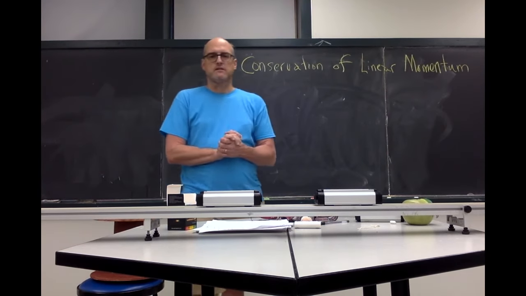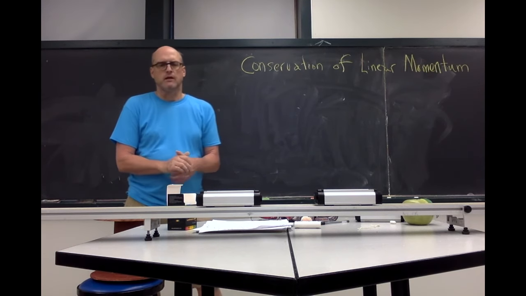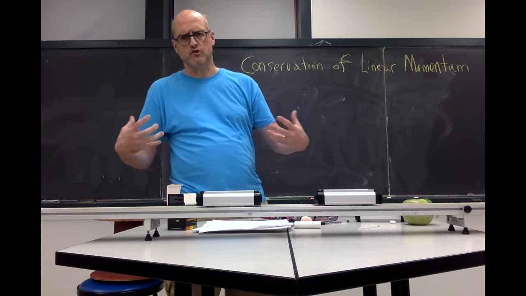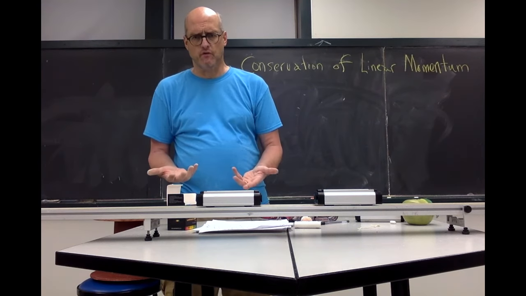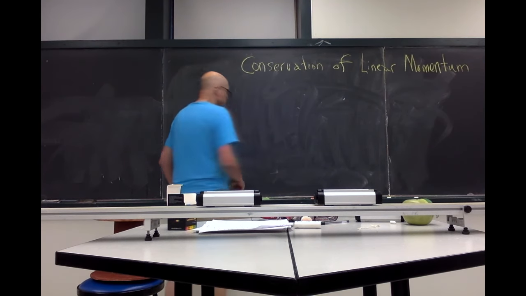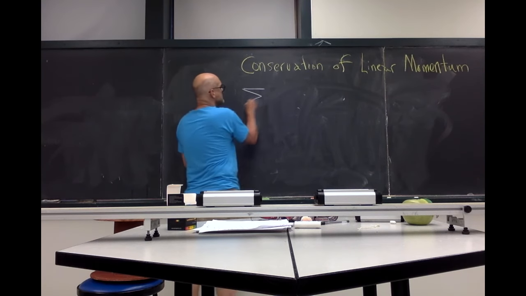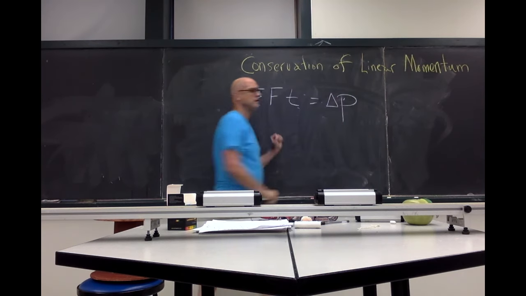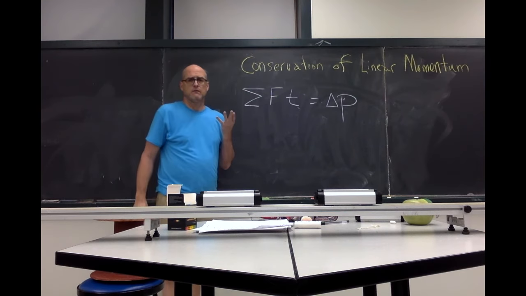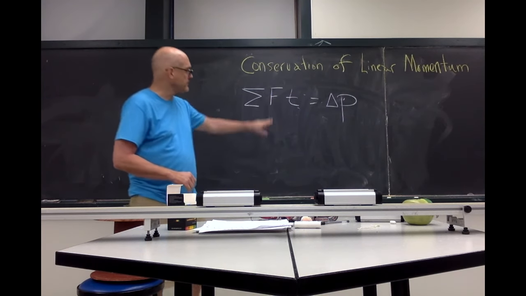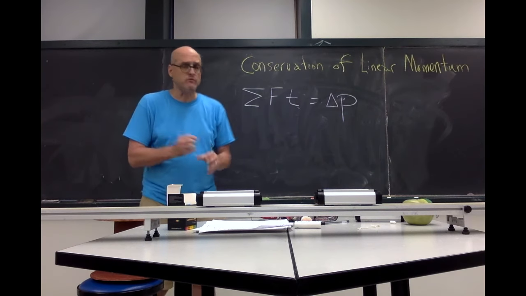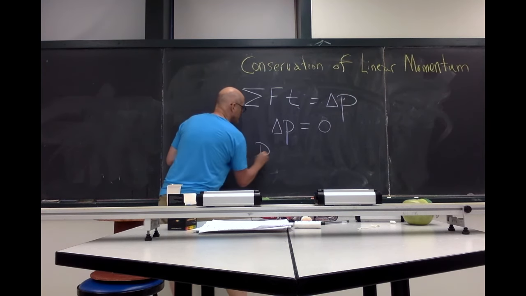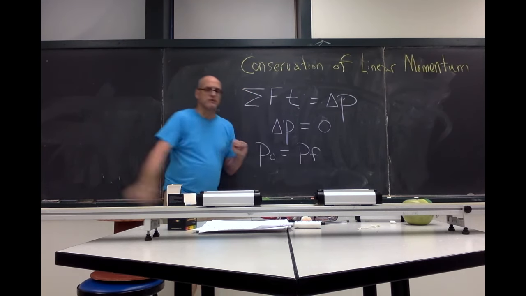What I would like to discuss next is conservation of linear momentum. In any collision or any explosion, if the impulses are internal, momentum is conserved. And we can see that from the impulse momentum theorem, which states that sigma F t equals delta p. So if the net impulse, the net force multiplied by t, is equal to 0, then the change in momentum is equal to 0, which means that the original momentum is equal to the final momentum.